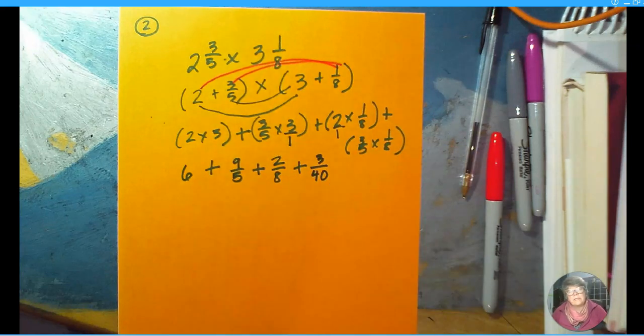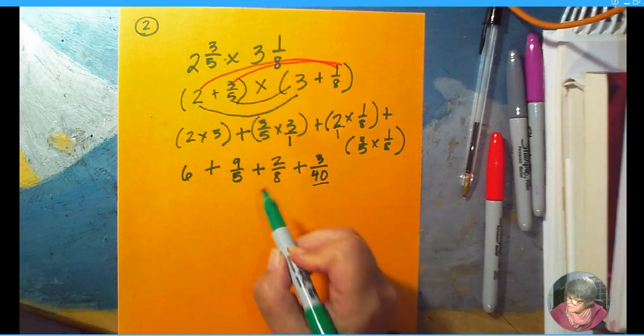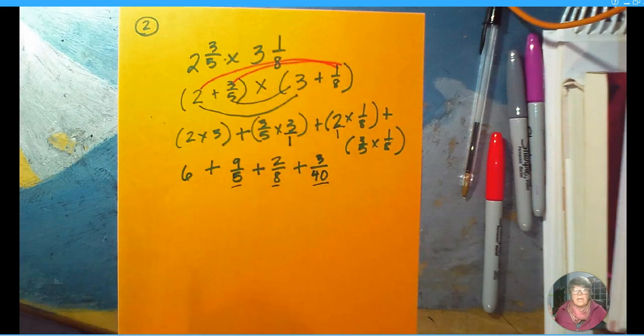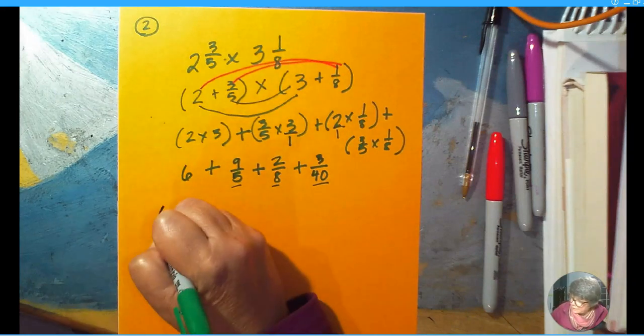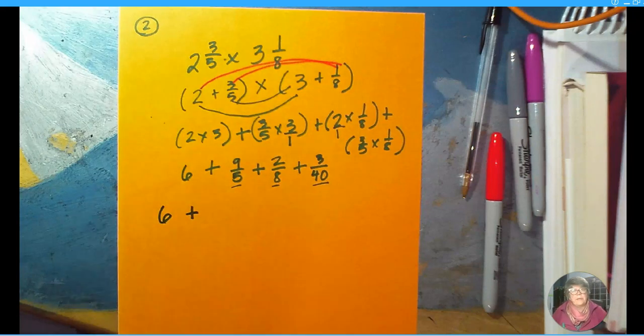Okay, nice. But now we have different denominators to add together. And we've got to remember now we're adding, not multiplying. Okay, so I noticed that this one is 40, and this one is 8, and this one is 5. And I know that 5 times 8 is 40. So I'm going to change everything to 40ths. Okay, except of course my 6. I'm going to keep my whole number, but be careful not to lose it. So I'm going to add it there so that I don't forget about it later.